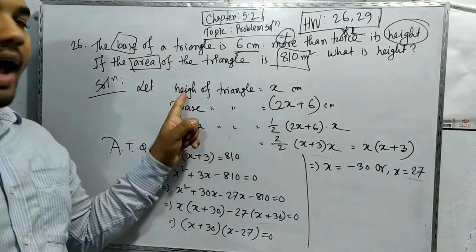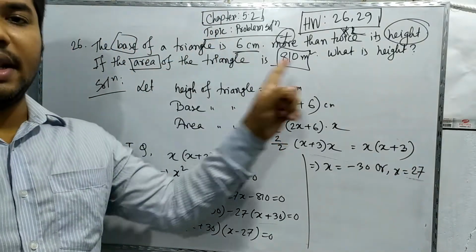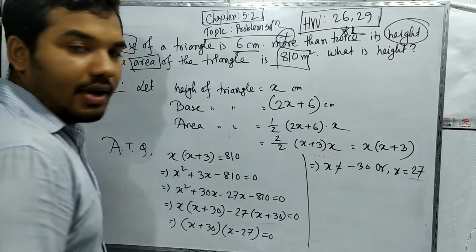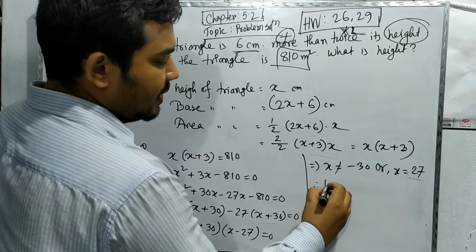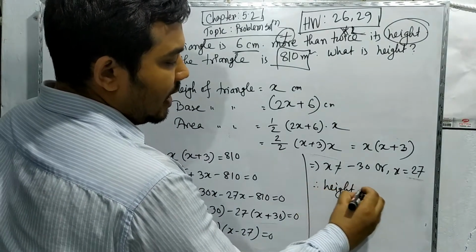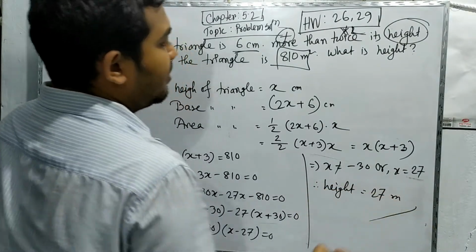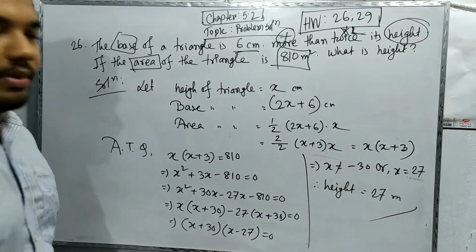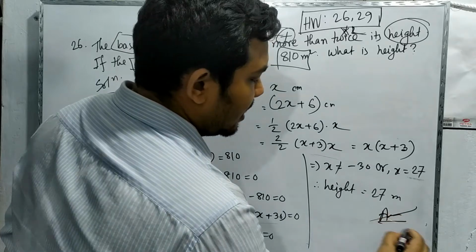Since x is our height, and height represents length, length cannot be negative. That's why this is not accepted. So our height would be 27 centimeter, and our question asks what our height is. So our height is 27, and that is our required answer.